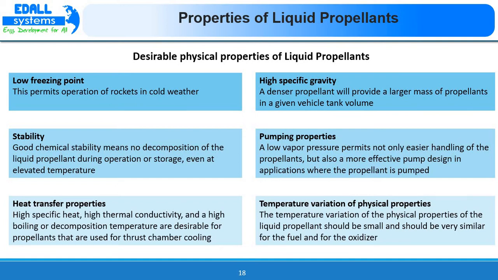Then temperature variation of physical properties. The temperature variation of the physical properties of the liquid propellants should be small and should be very similar for the fuel and for the oxidizer. So the temperature variation based on the conditions should be small, and it should be the same for the fuel as well as for the oxidizer.